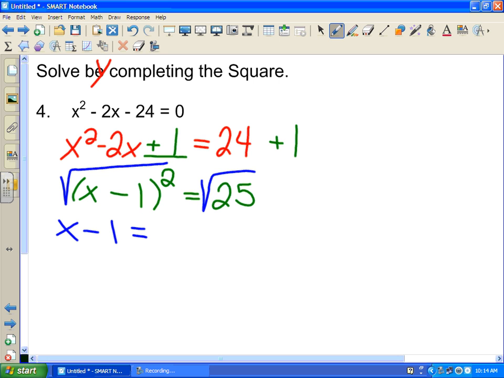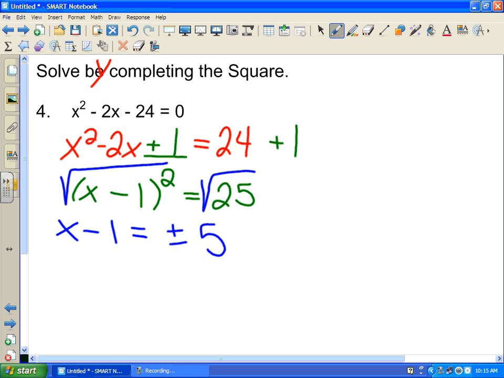Plus or minus 5. So anytime you introduce the square root into a problem, you need to put a plus or minus. Since it's the square root of 25, plus or minus 5. Okay. Now we're pretty much finished. We just gotta work it out.